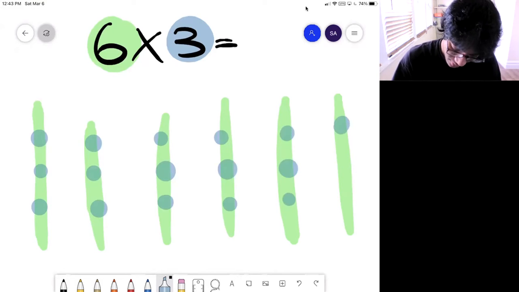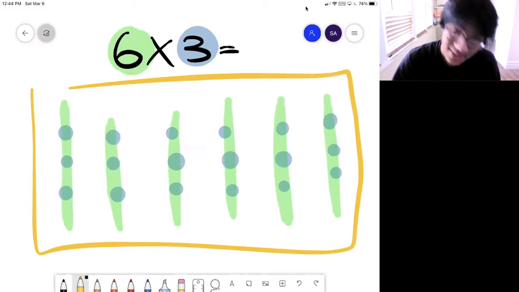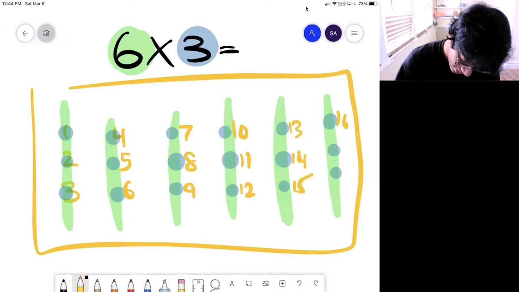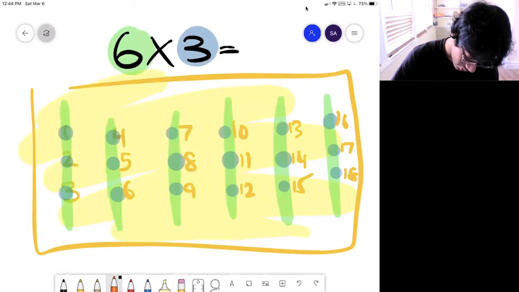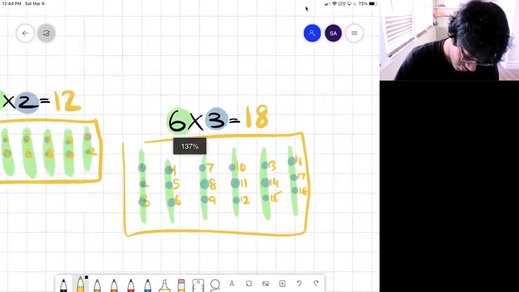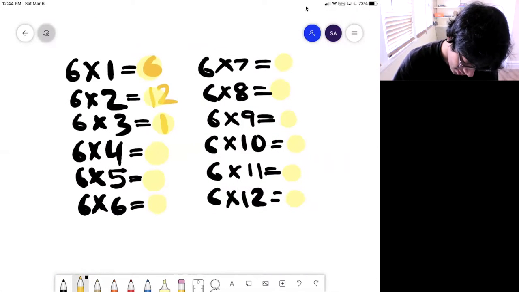So count up how many dots in this whole shebang. So let's count it up. We got 1, 2, 3, 4, 5, 6, 7, 8, 9, 10, 11, 12, 13, 14, 15, 16, 17, 18 dots in the whole shebang. So what is 6 times 3? Well, we just counted. 6 times 3 should be 18. 18. Okay, so let's go back to our table. Back to our table here. So we can write 6 times 3 is 18.